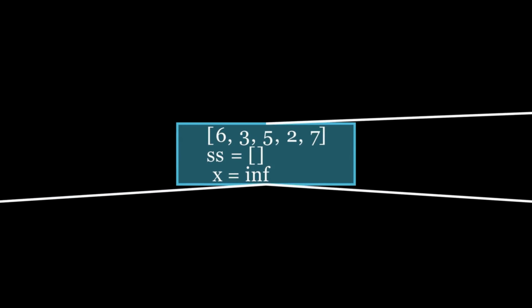In the third level, we choose to include or not include 7, the third to last number in the given sequence. Since x is still infinity, we have the option to include or not include 7, since 7 is less than infinity.